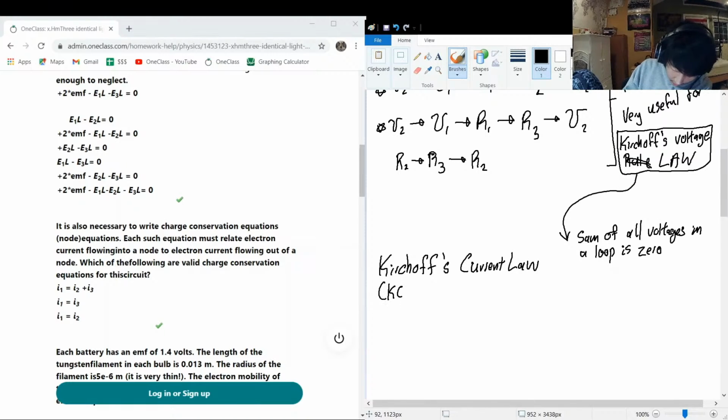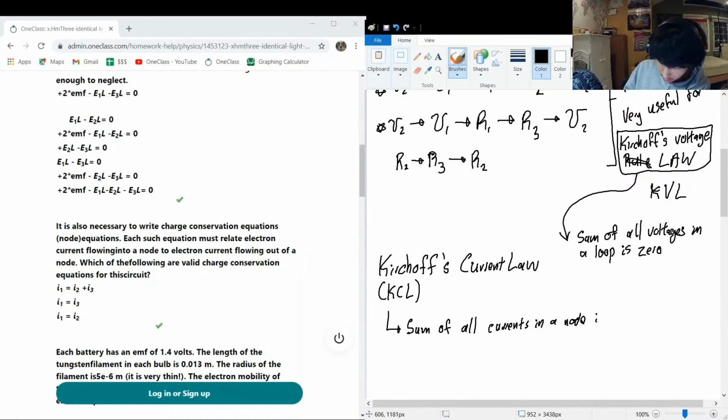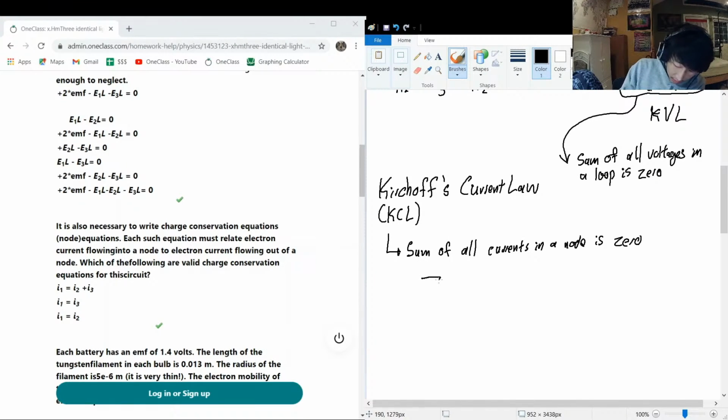Commonly known as KCL, and this is commonly known as KVL. Sum of all currents in a node is 0. Or another way that you could write this is the sum of incoming currents is equal to the sum of outgoing currents.